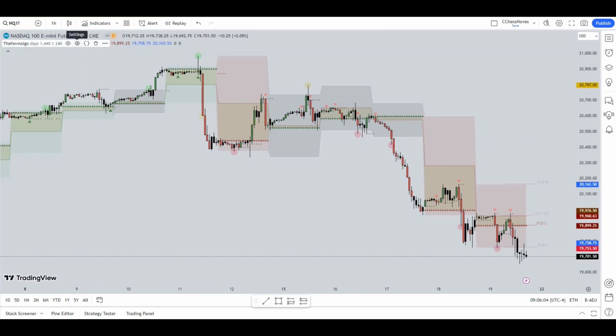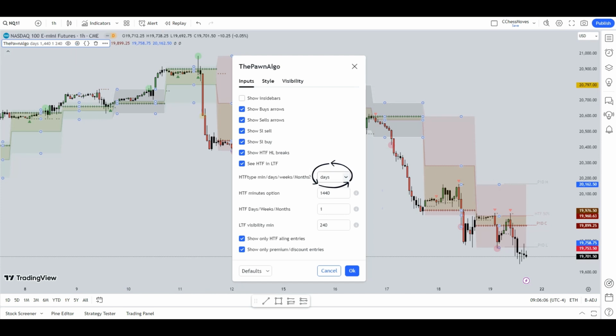Once you add it to your chart, go to Settings and select over here the desired time frame. Then go to Lower Time Frame Visibility to select in which time frame you're going to see the higher time frame. That's it. The algo has some options to enable or disable entries because we need a way to filter only the ones that have the highest probabilities. That's what we're going to discuss in this video.